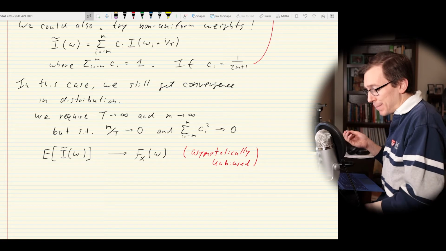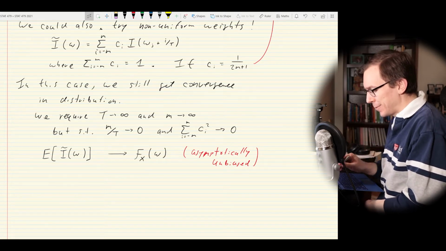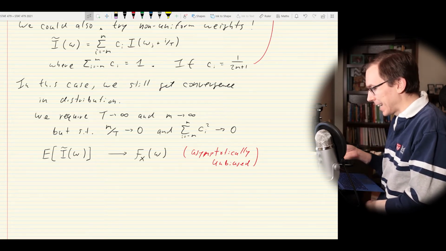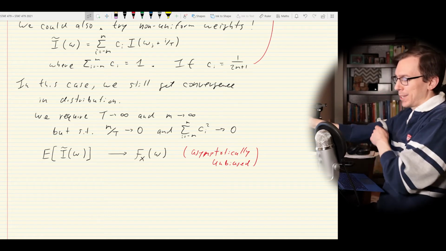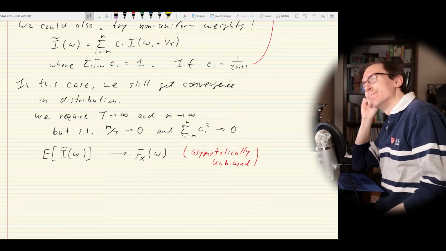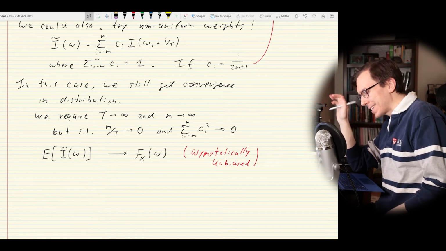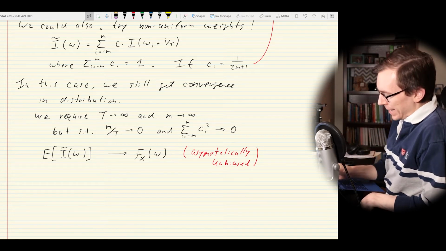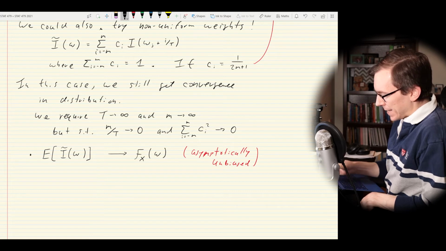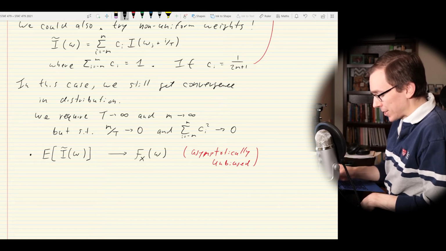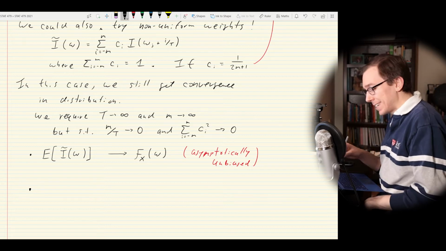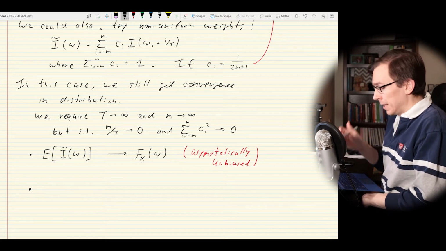I didn't actually find a good formula for the expected value of this thing. I guess we could work it out if we really wanted to, but there'd be some covariance in there, so it would be a pain. Never mind, we're not going to worry about that. The point is that there might be some bias here, but it asymptotically vanishes, and we get something that estimates the spectral density just like we want.